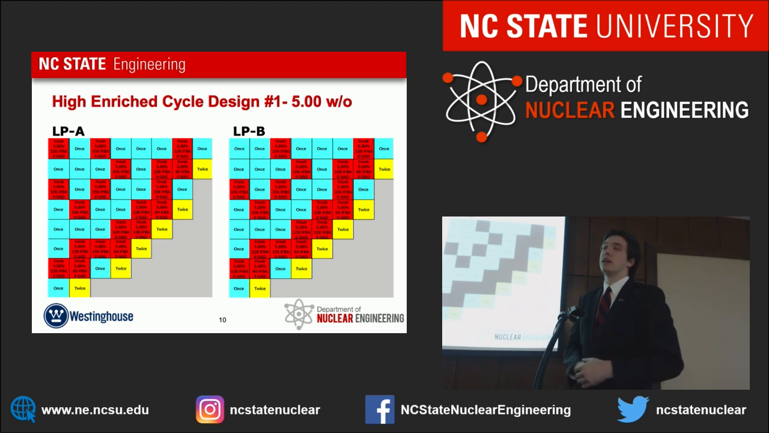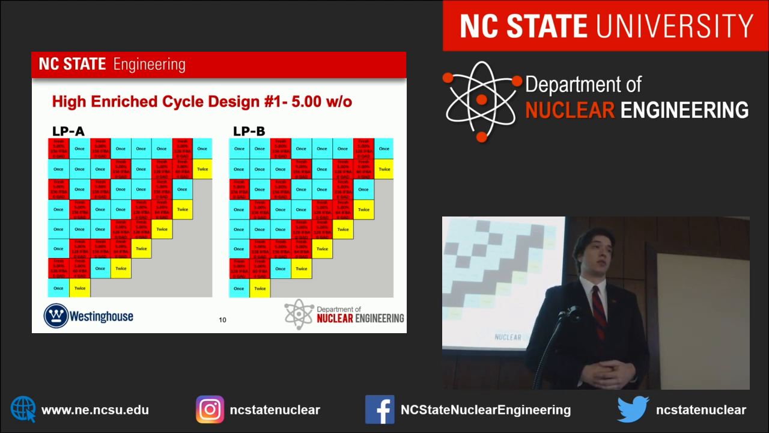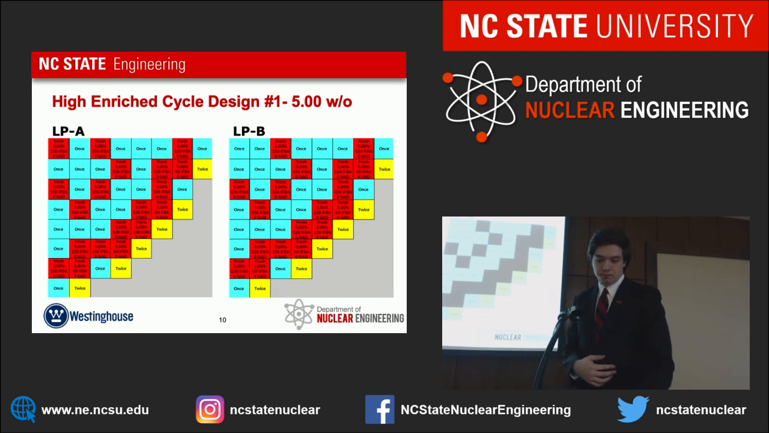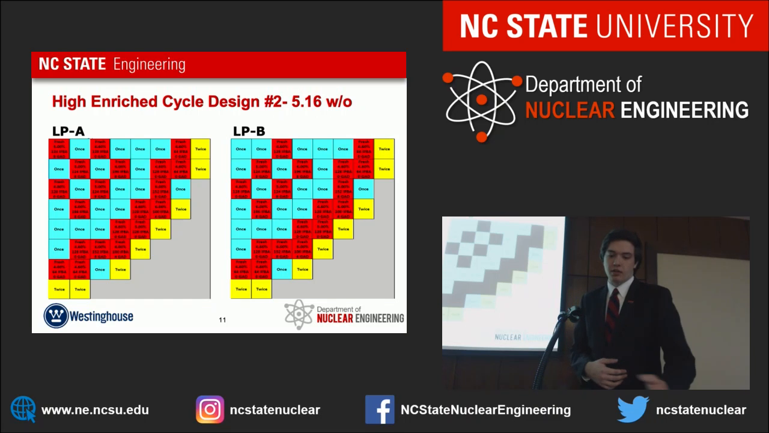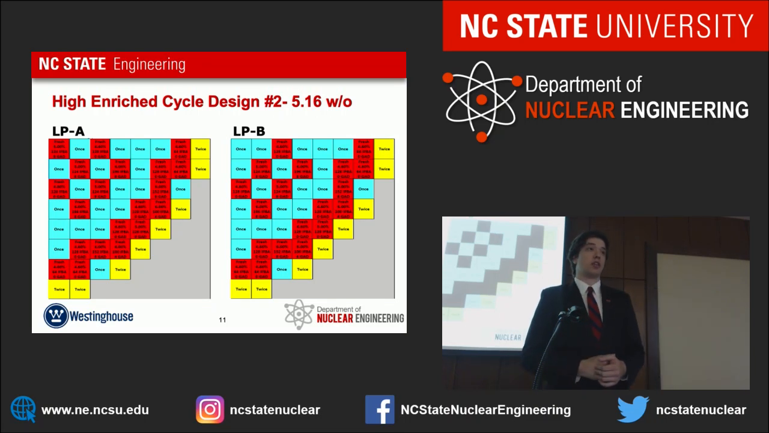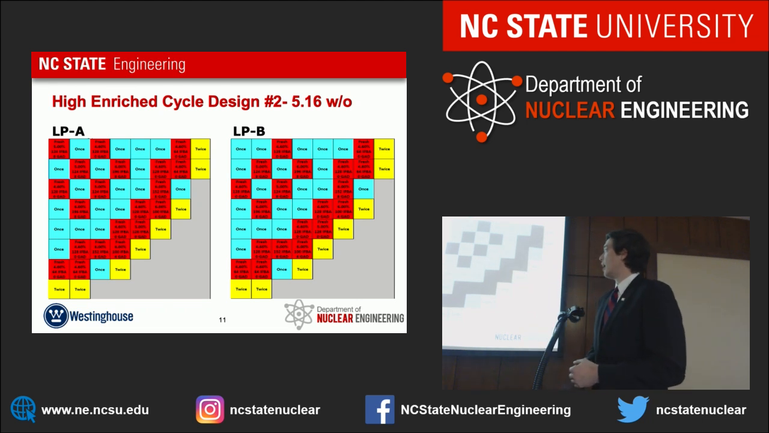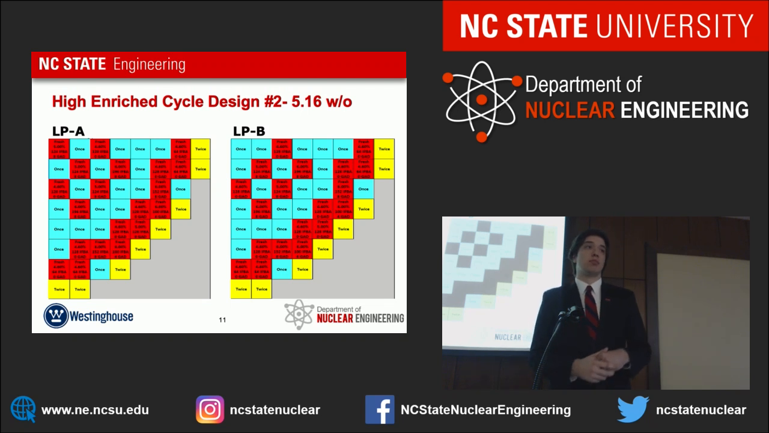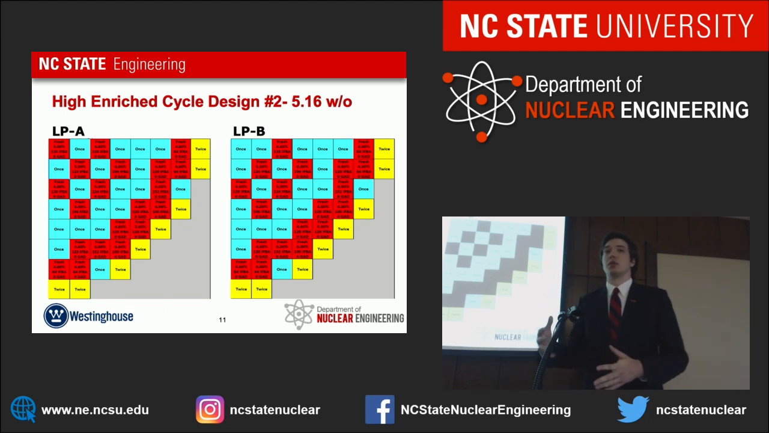From the face of it, the design looks very similar in terms of that L3P design, but the shuffling scheme changed quite a bit between the two in order to really push down any of those spots where we had pins reaching the limit. And finally, our second high-enriched design was able to get up to 5.16% enriched, and we actually added a fuel assembly to each of the quarters, so that pushed our first high-enriched from the 65-64 combination to the 69-68 combination. And this is really where we saw our biggest gains.